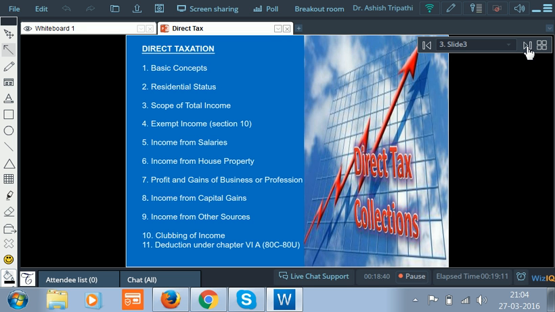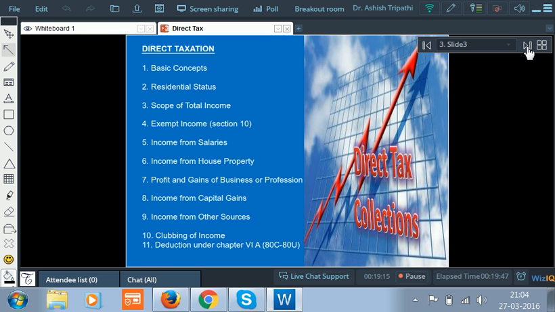What do you mean by that? Suppose you have taken an LIC policy and the premium you have to pay is rupees 1 lakh every year. So 1 lakh is the amount of investment which you are doing in LIC. It's a kind of investment. So the government will give you income tax benefit of that 1 lakh which you are paying or investing.